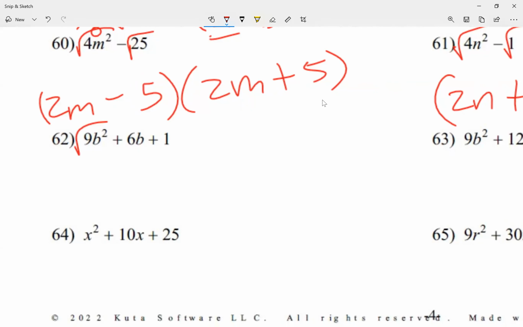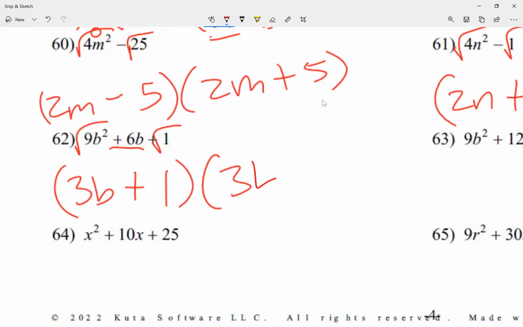If I can do the square root of the first one, that gives me 3b. And I can do the square root of the last one, which equals 1. This trick works when we have three terms. If I multiply the first term, 3b times 1, and it's equal to the half of my middle term, keep in mind I said half. If 3b times 1 is equal to half of the positive 6, which in this case it is, my parentheses are going to have 3b plus 1 twice. The exact same parentheses twice.